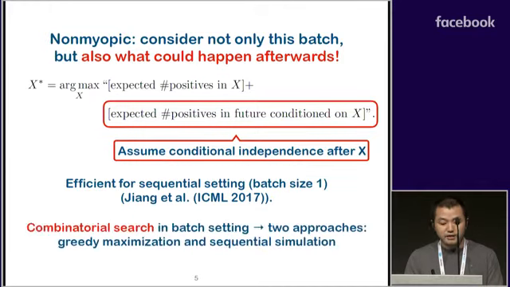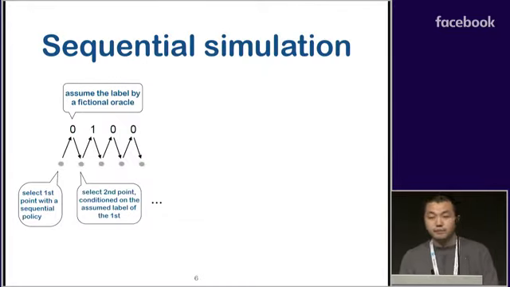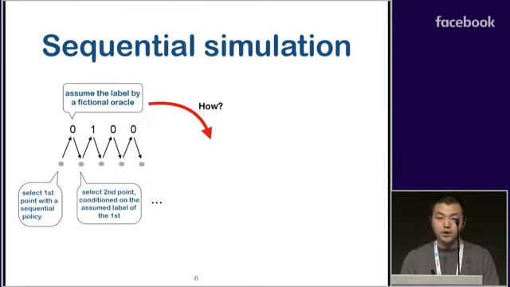However, in the batch setting, it becomes a combinatorial search. We propose 2 approaches to tackle this challenge: greedy maximization and sequential simulation. Greedy maximization is a common practice for maximizing set functions. We'll briefly talk about the second one, sequential simulation. The idea is simple. We simply simulate a sequential policy by selecting points 1 by 1 to add in the batch. And we use a fictional oracle to fake the label and update the model based on the fake label and select the next one. The key question here is, how do we assume the label?